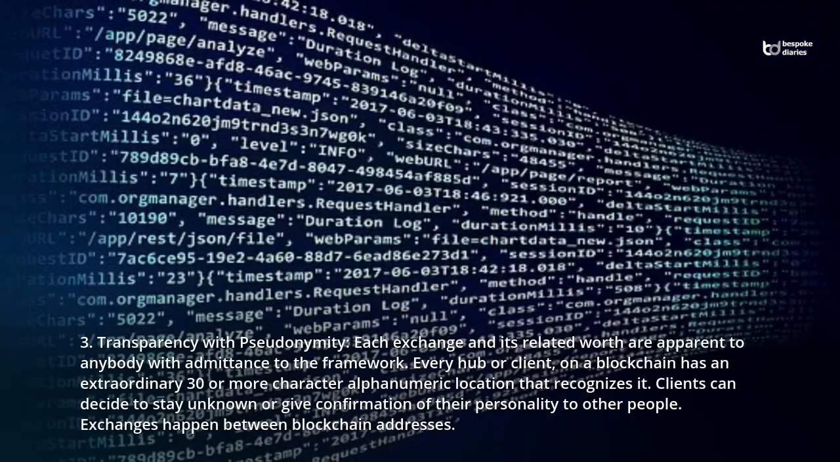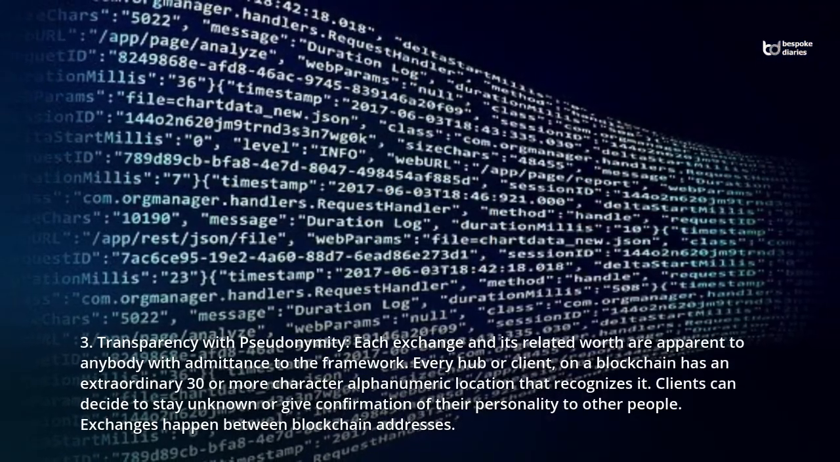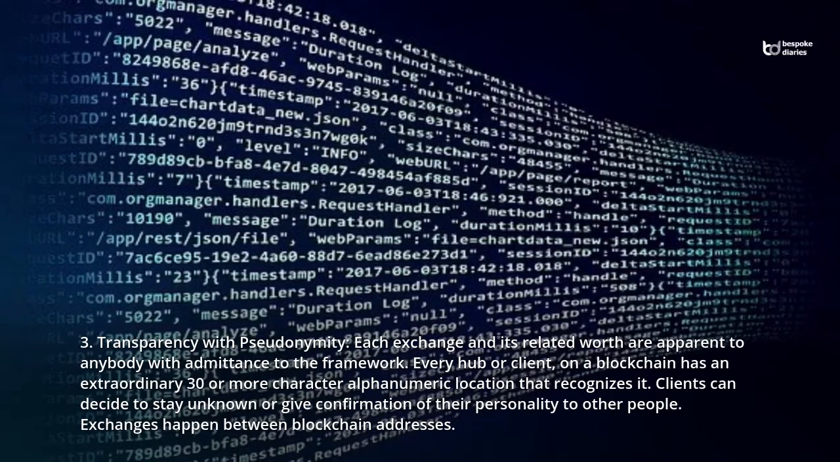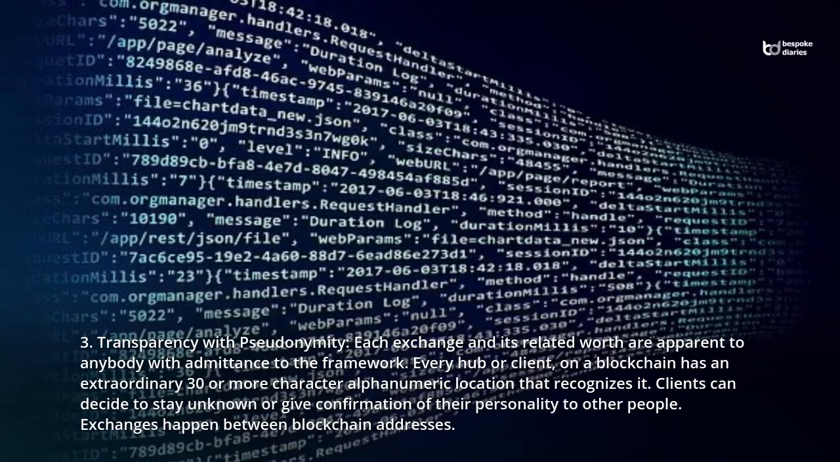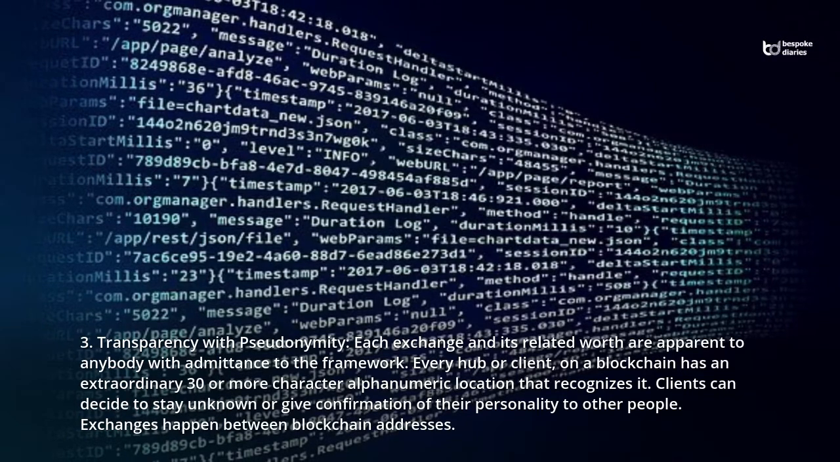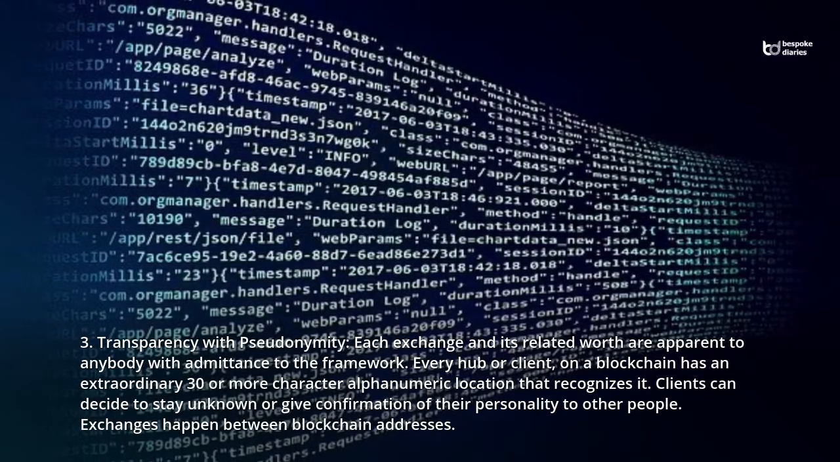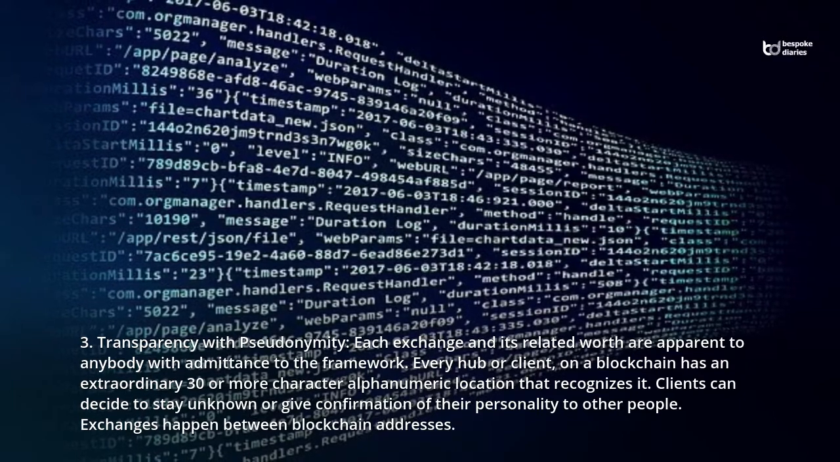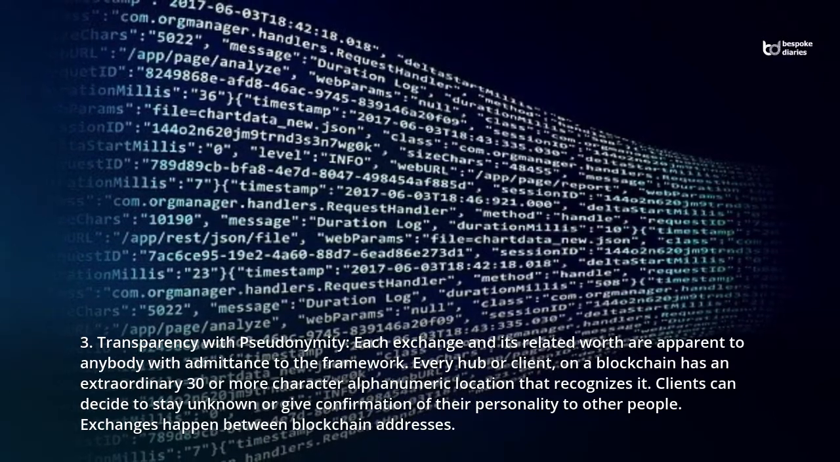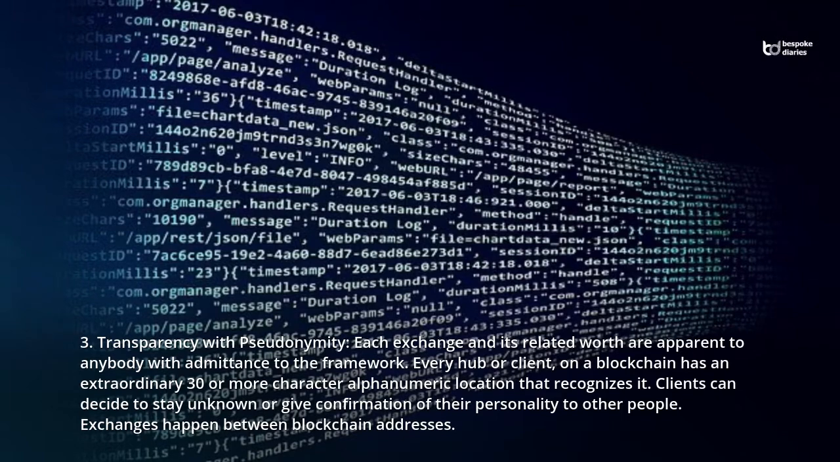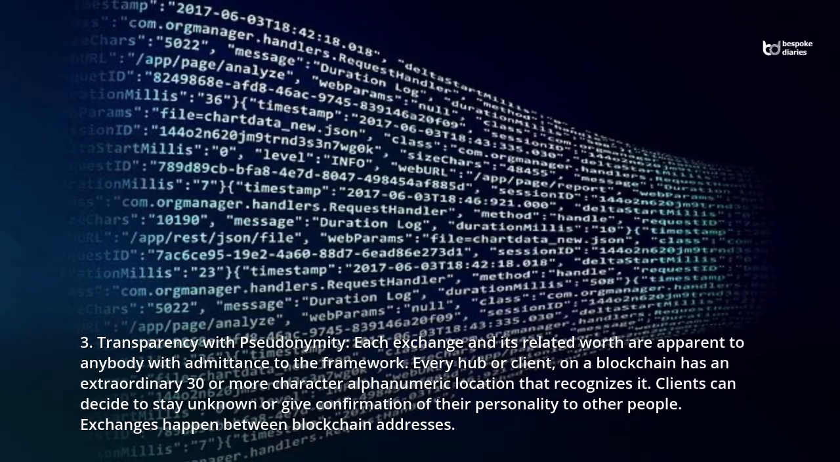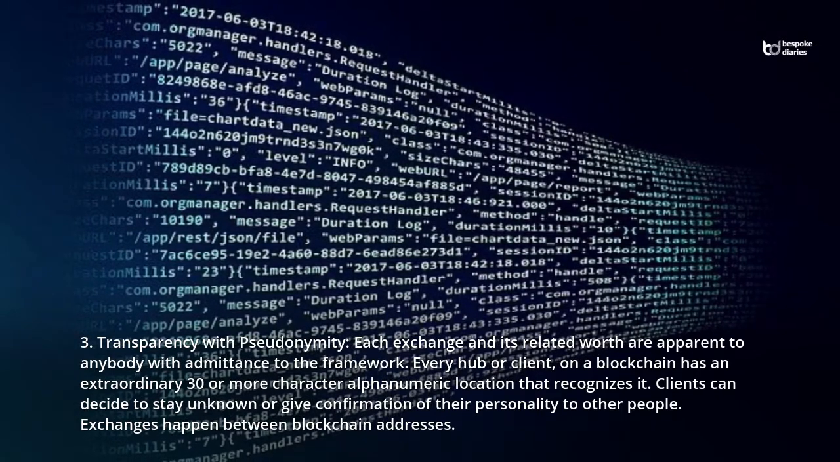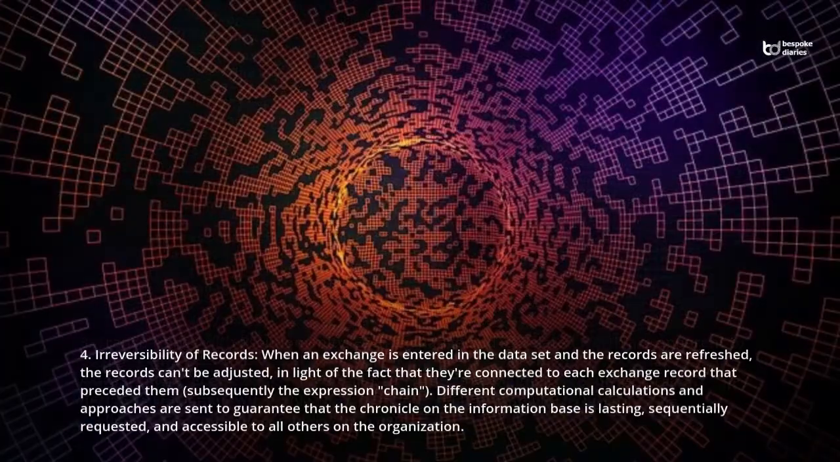3. Transparency with pseudonymity. Every transaction and its associated value are visible to anyone with access to the system. Each node or user on a blockchain has a unique 30-plus-character alphanumeric address that identifies it. Users can choose to remain anonymous or provide proof of their identity to others. Transactions occur between blockchain addresses.